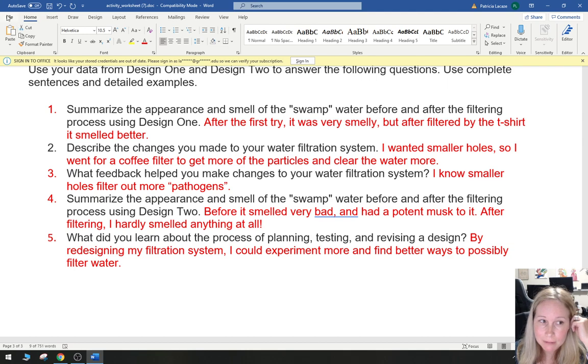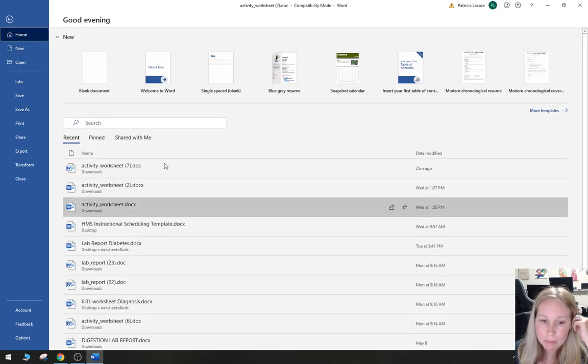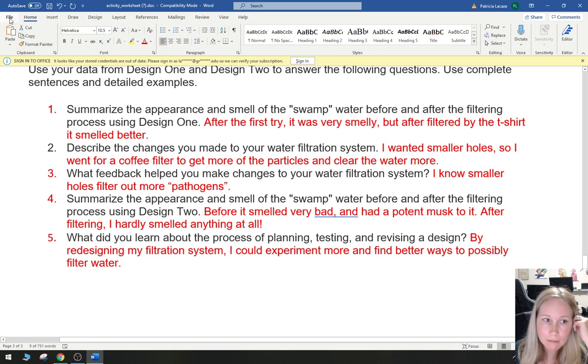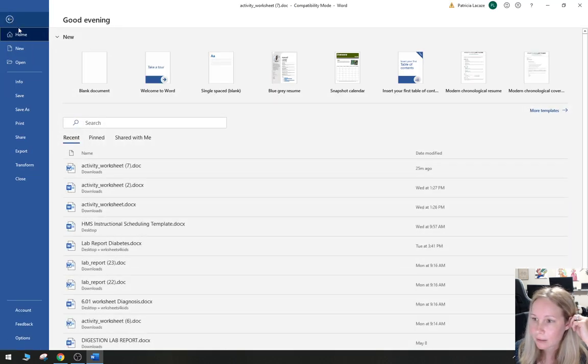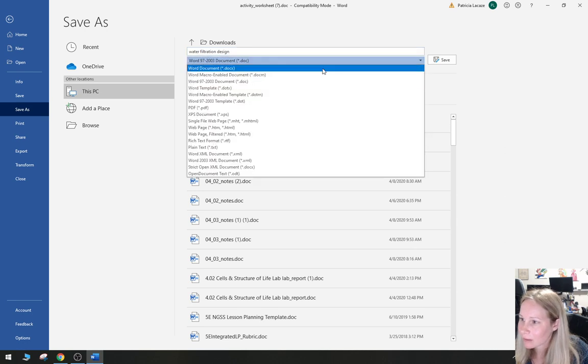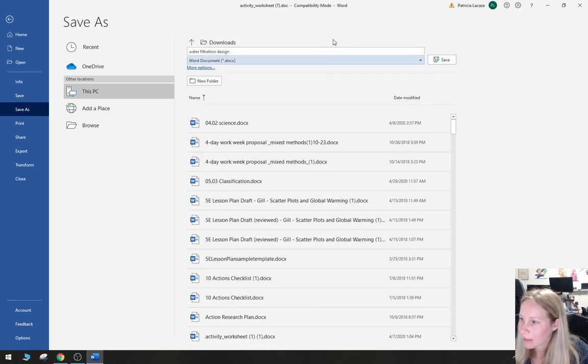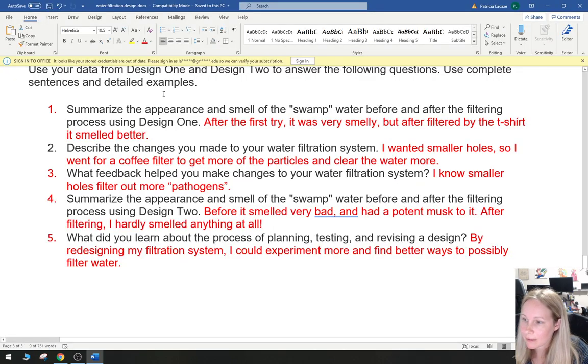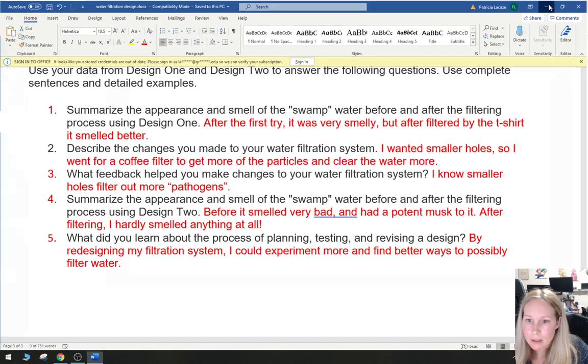So how to save. File. Remember, it's over there in the corner, right here. File. Click. Save as. They keep calling them activity worksheet, so I'm going to say water filtration design. You can call it, like I said, whatever you want. I like docx. Save to my downloads. See, this means it's going to my downloads. And hit save. And let's turn this in.